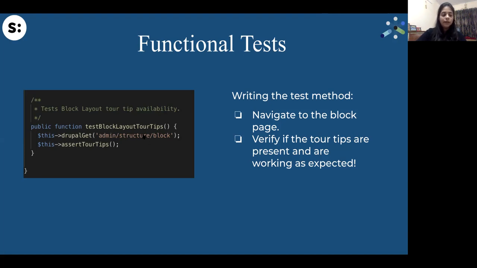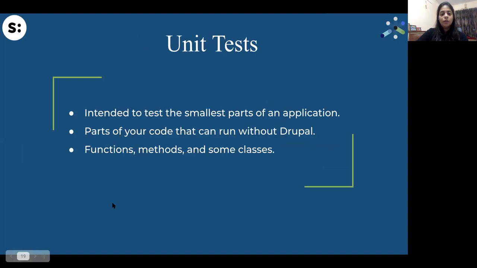Also, one more important thing here is that while defining the test method, the naming convention is important. This test keyword is really important. If I do not include this test keyword, and I just write block layout tour tips without the test keyword, Drupal will not identify that this is a test method. Until and unless there's a test keyword at the start of the test method, Drupal will not identify it as a test method, and hence it will not execute it. Hence this test keyword is really important. So yeah, that was all about the functional test.